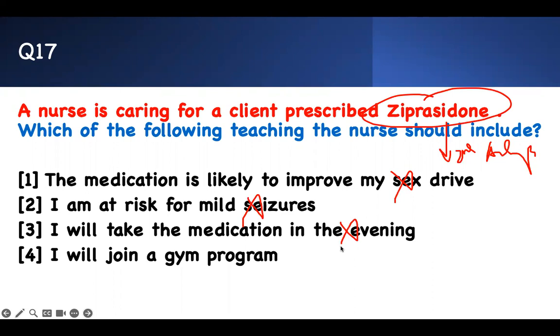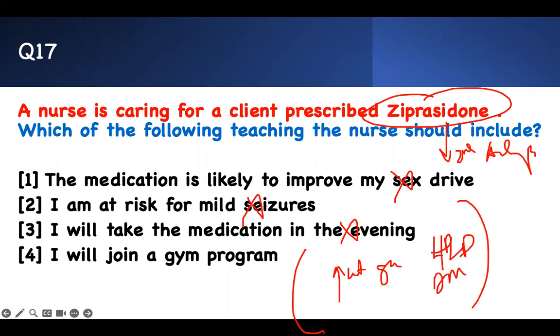Most antipsychotics cause weight gain. They increase your lipids, so hyperlipidemia. And they cause diabetes. These three things, if you don't know, every antipsychotic is associated with that. Weight gain, hyperlipidemia, and diabetes are common. So you teach them. Even antidepressants do the same thing. Weight gain, go to the gym, go to the gym, go to the gym.